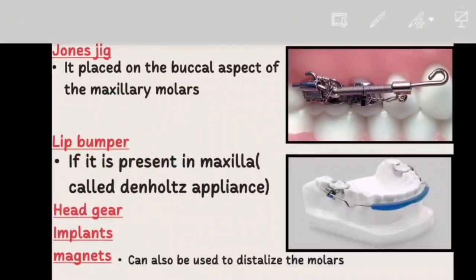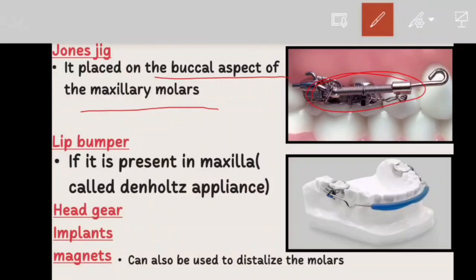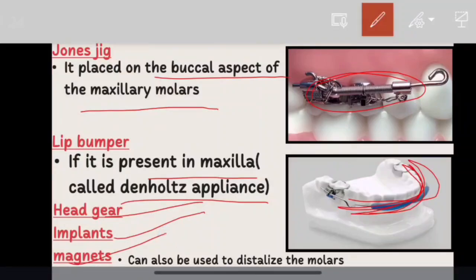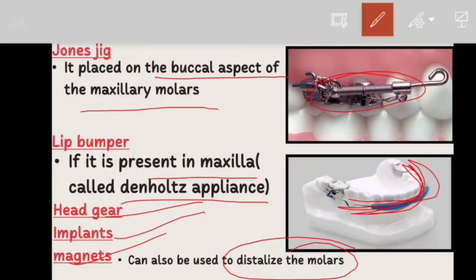Now the third one is Jones jet. So this was, it is placed on the buccal aspect of the maxillary molar. So this one is Jones jet. Now the next one is lip bumper. So if it is used in the maxilla, then it is called the Denholtz appliance. So this is the maxillary lip bumper. Now the next one is headgear, implant and magnet. Magnet can also be used to distalize the molar. So which appliance works from the palate side? That is a distal jet.